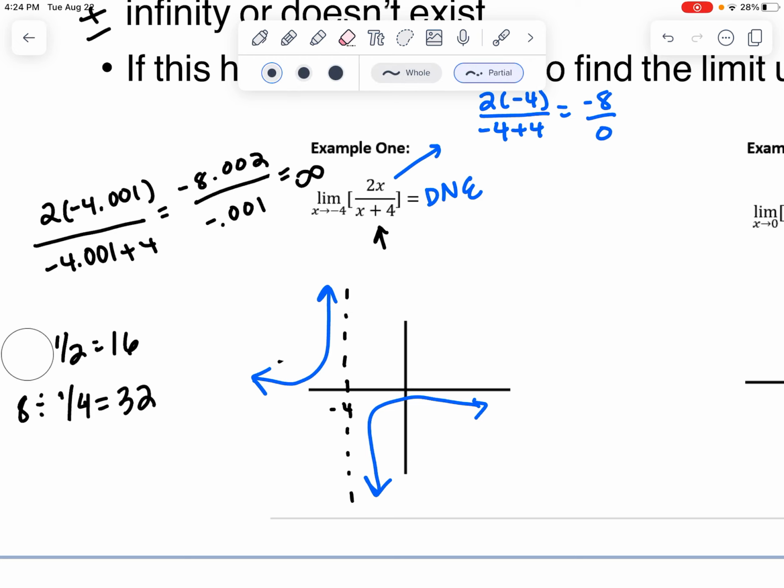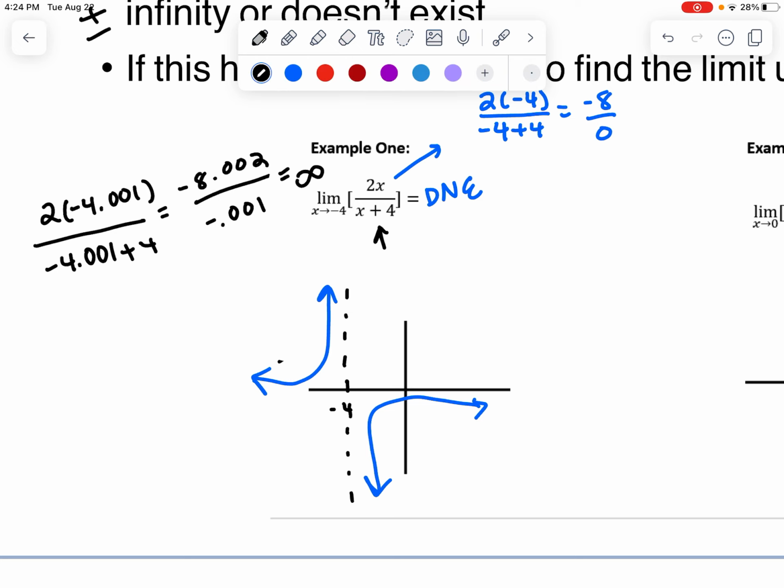You also need to know what's happening on the right side. So a number that's just a little bit bigger is like -3.999. Plus -3.999 plus 4. Well, on the numerator, it's going to be like, this is hard for my brain right now. It's probably like -7 point something. It doesn't matter.